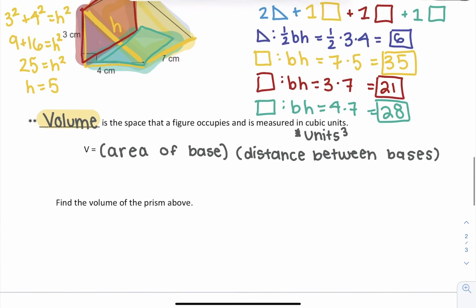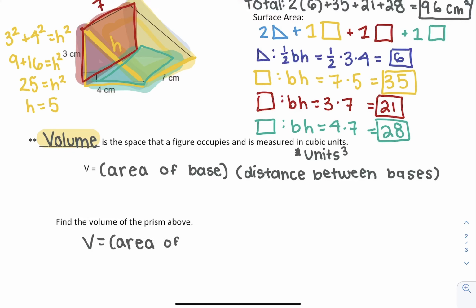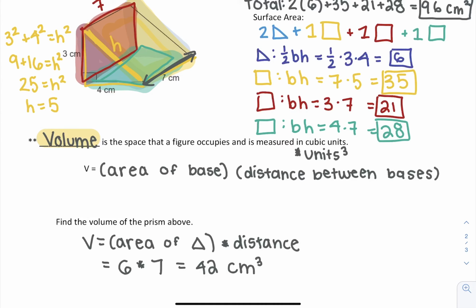If we are trying to figure out the volume of this prism, what we're going to do is take the area of the triangles, well, we just need one, times the distance between them. Luckily we already figured out the area of our triangles is 6. So 6 times the distance between them, which is 7 centimeters. We'll take 6 times 7 and get 42, and now it's centimeters cubed because we're working with volume. And there's how we find the volume of this prism.